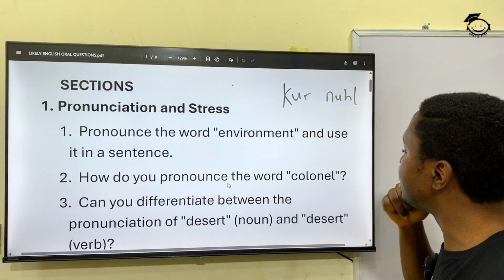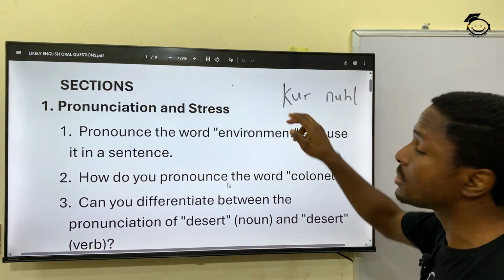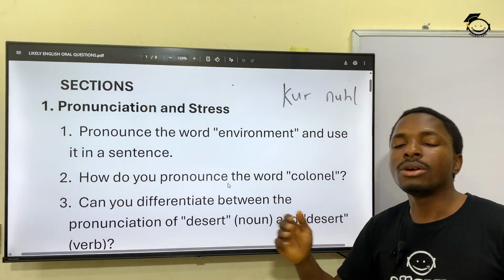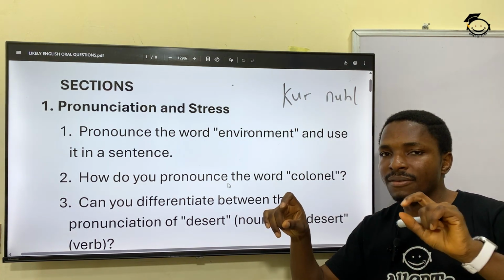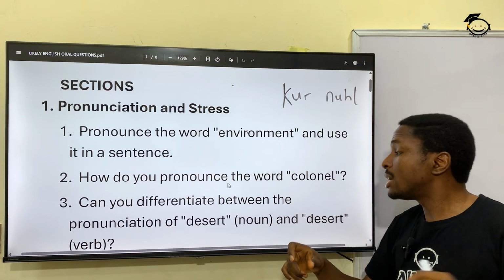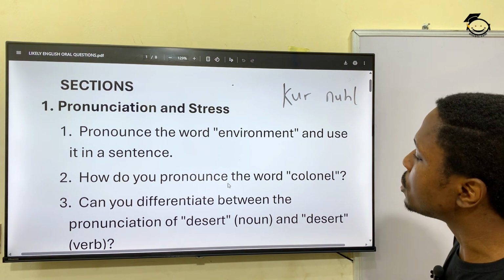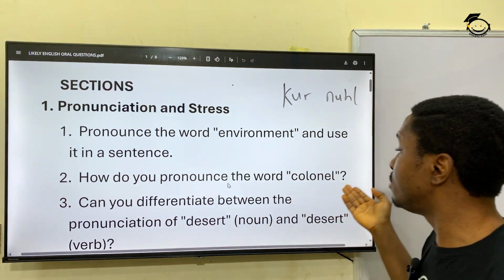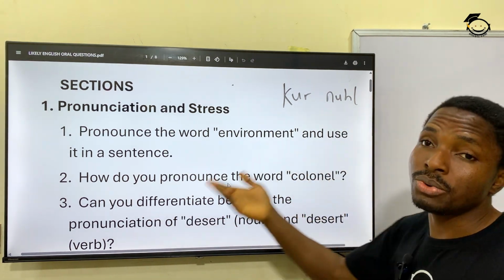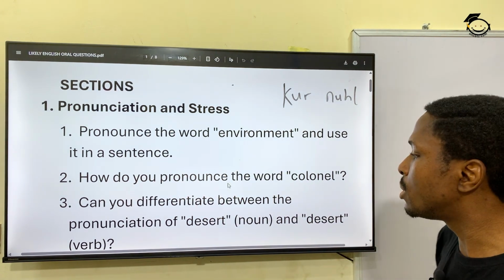And then the stress is on where? The stress is on the first syllable. You can see that the first syllable has longer stress than the second one. So the stress is on the first. Okay, there's no other instruction, just how do you pronounce? So that's how you pronounce the word colonel.